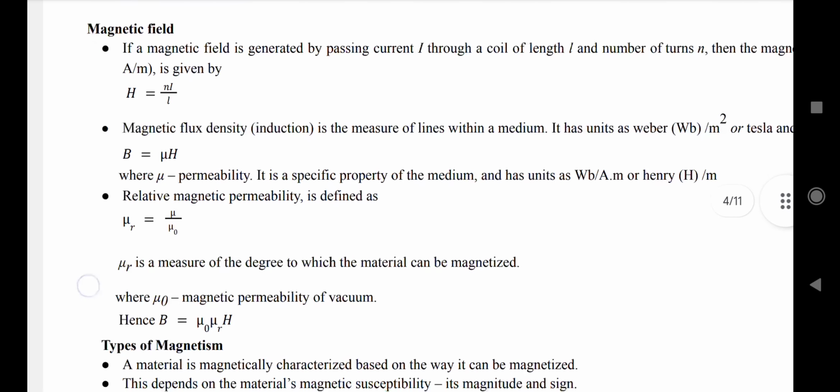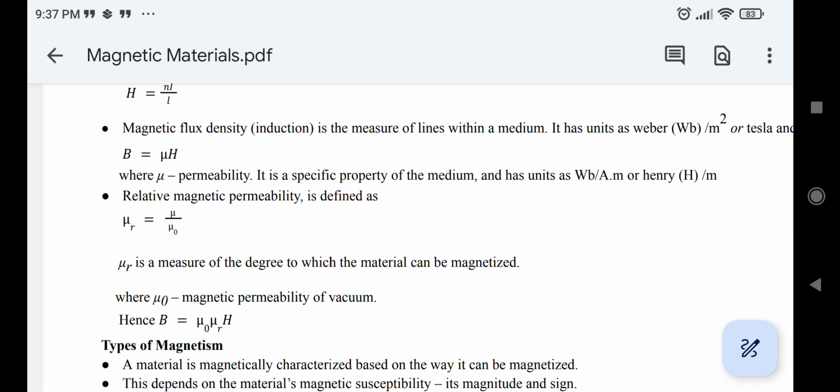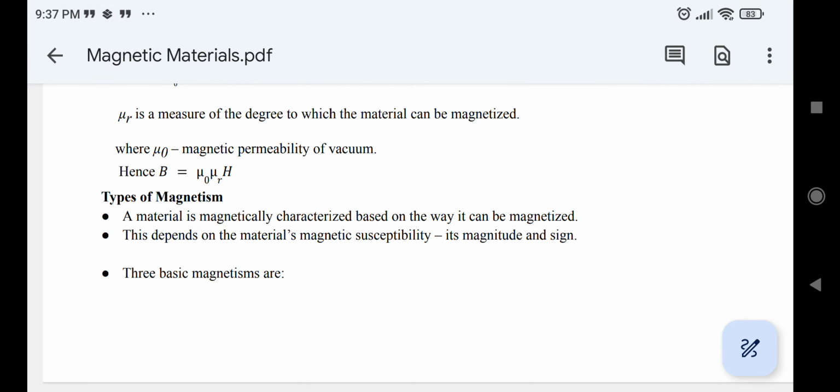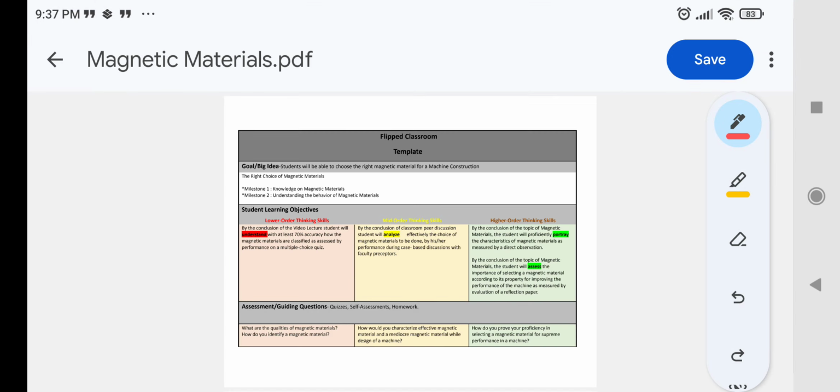Alright, so mu R is a measure of the degree to which the material can be magnetized, where mu 0 is the magnetic permeability of the vacuum. So hence generally we say B is equal to mu H. This mu is actually mu naught mu R. Mu naught is the magnetic permeability of vacuum, and mu R is a measure of the degree to which the material can be magnetized. That is the material. So now we'll go to types of magnetism.